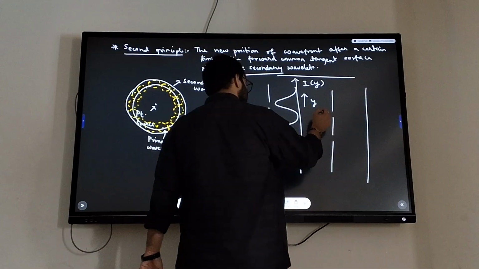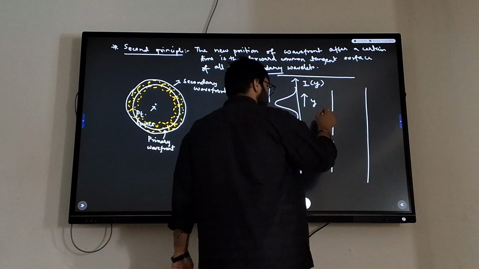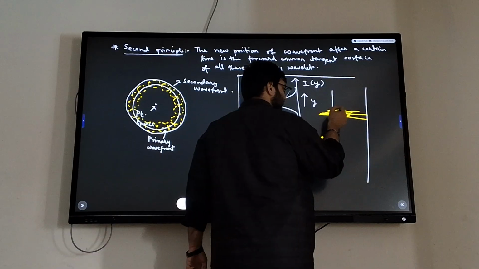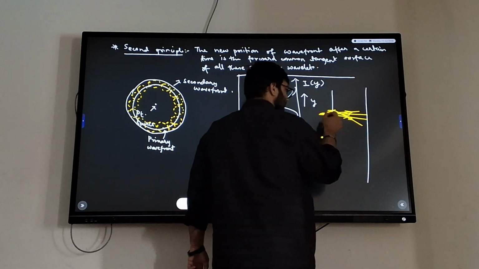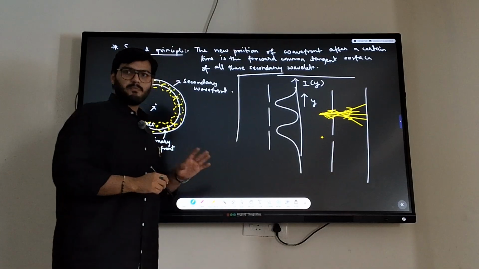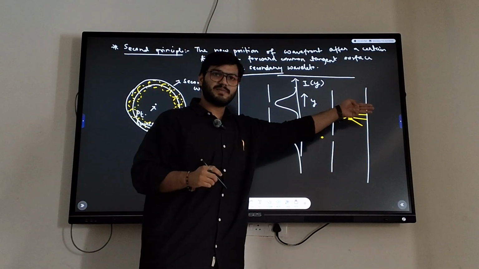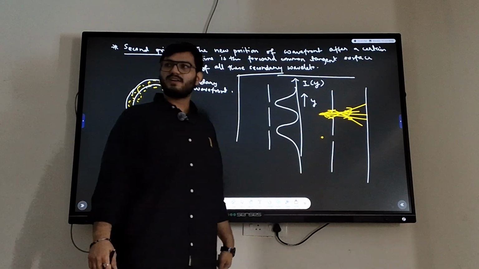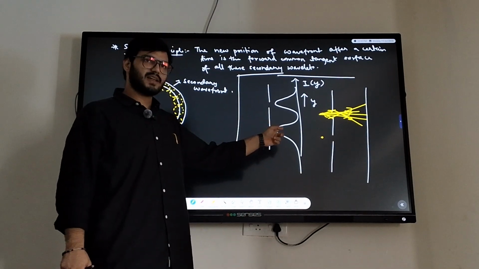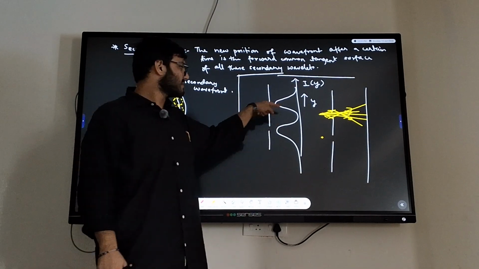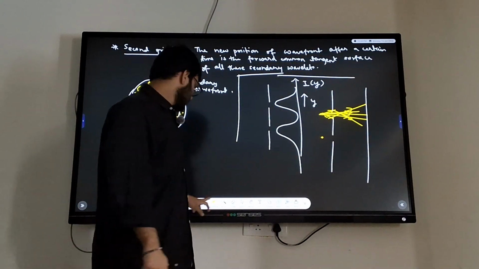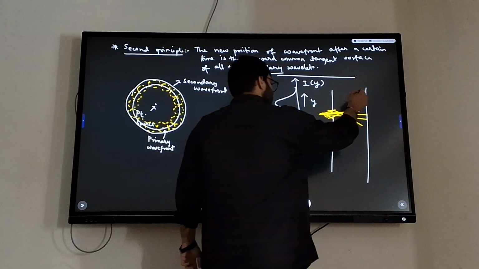If I have a source placed here, then most of the rays will just pass directly. Maybe some of them will hit here and then go like this, some of them will hit here and go like this, but nothing more than that will happen. Most of the rays will just pass directly. Yes or no? What should the intensity distribution look like then? Exactly like this. Maxima in front of the slit and then nothing as you go away. Yes or no? So what should you hope to get?